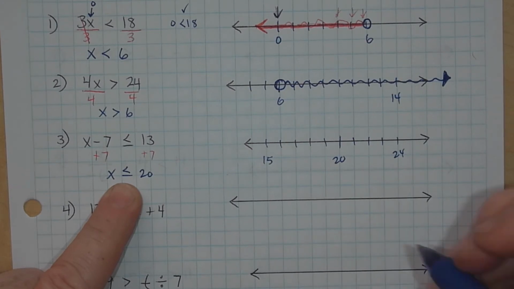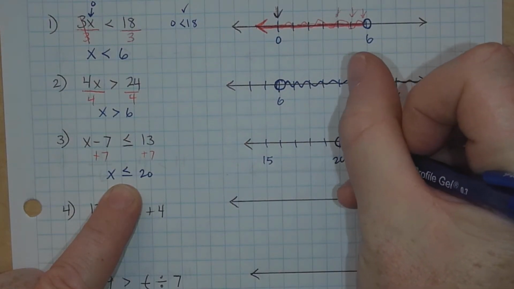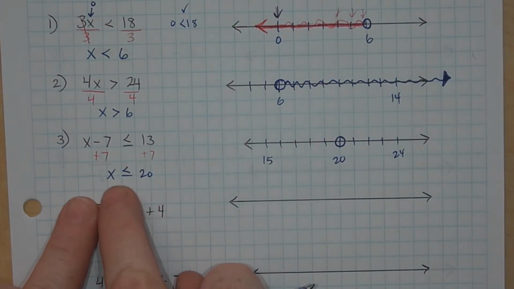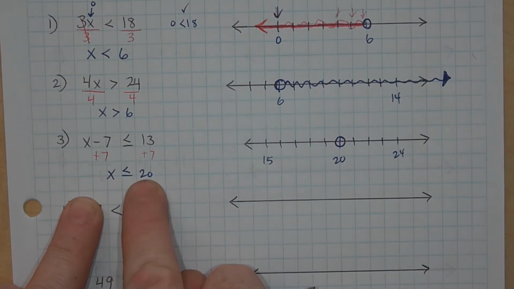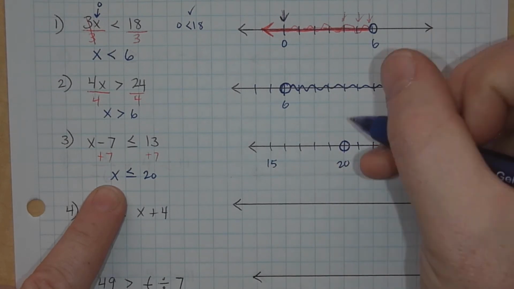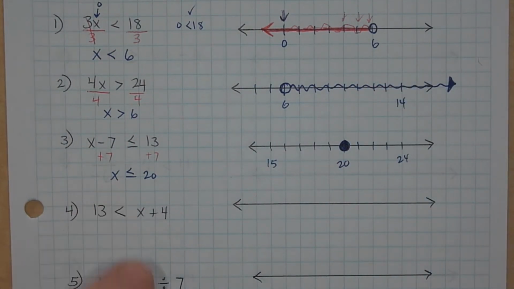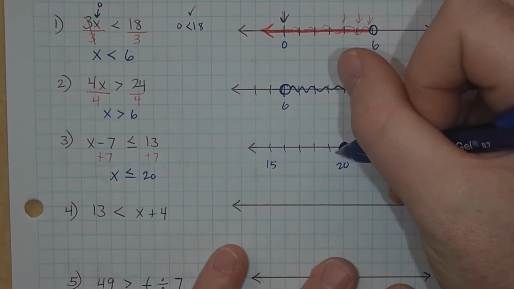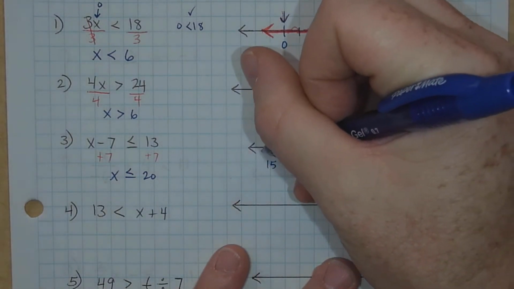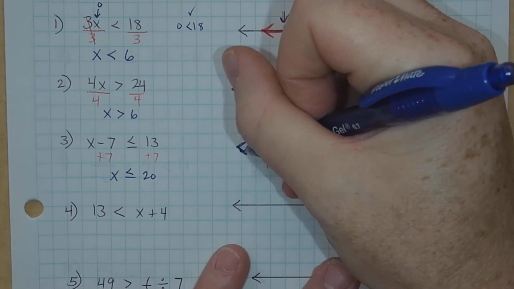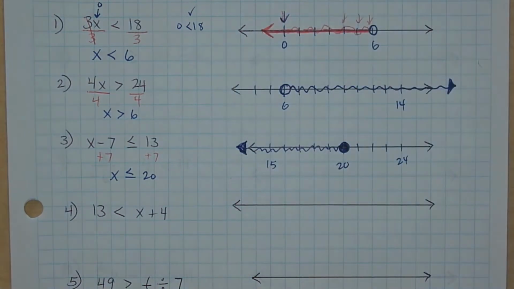The reason why is 20 can be part of the solution, because x can be not less than, but it can be less than or equal to 20. So since 20 can be part of that solution, we're going to fill it in completely. Okay? And then we're going to follow the arrow to the left, and it's going to go like that. Not a perfect squiggly there, but you get my point, hopefully.